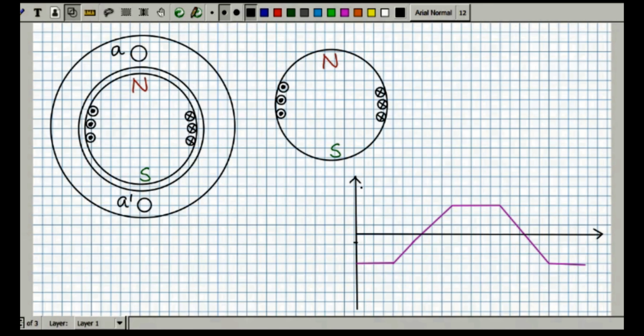So let's say this portion is the MMF, magnetomotive force, or you can always replace MMF by B, that is the magnetic flux density. So this is the actual distribution. This portion is the rotor surface. This is your distance along the rotor surface.